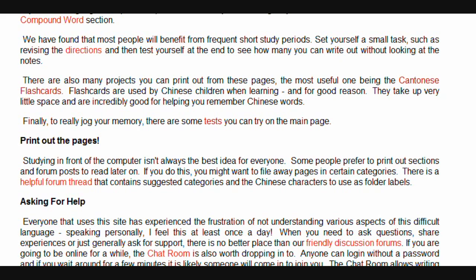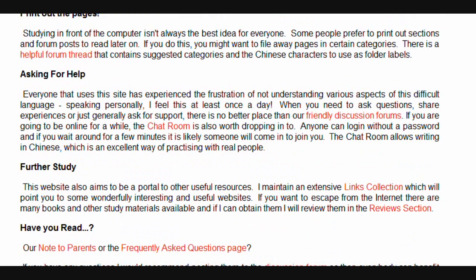Print out the pages. Studying in front of the computer isn't always the best idea for everyone. Some people prefer to print out sections and forum posts to read later on. If you do this, you might want to file away pages in certain categories. There is a helpful forum thread that contains suggested categories and the Chinese characters to use as folder labels.